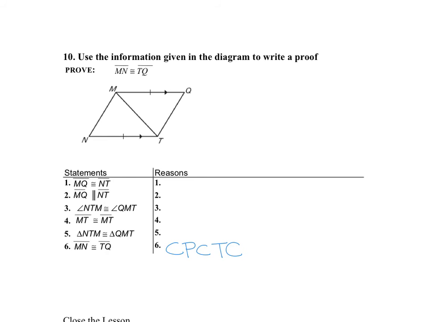Okay, so let's look at this. First thing is MQ is congruent to TQ, so that's given. And I believe they're missing this statement up here.